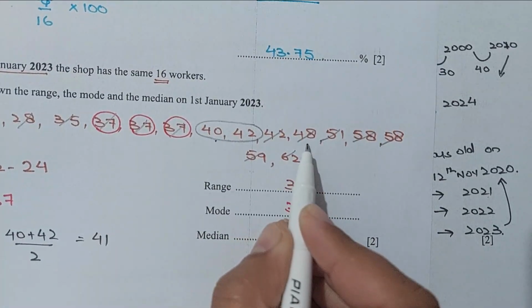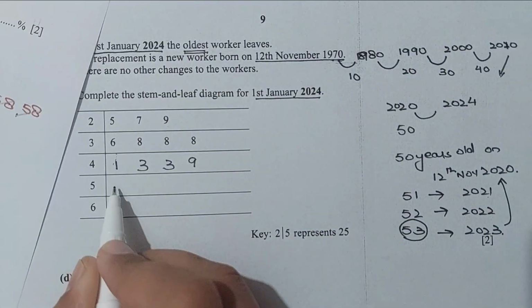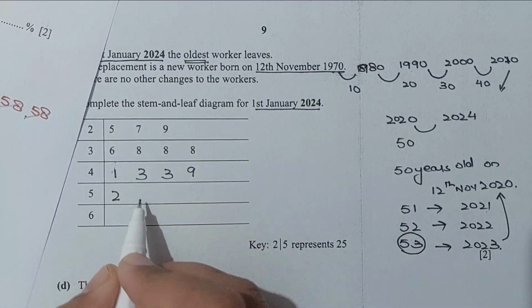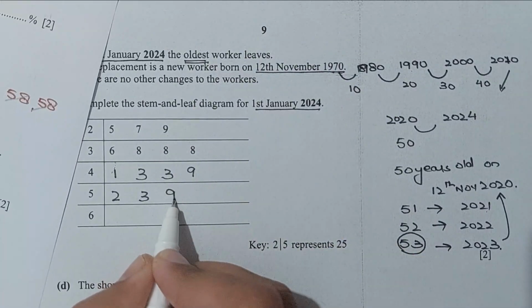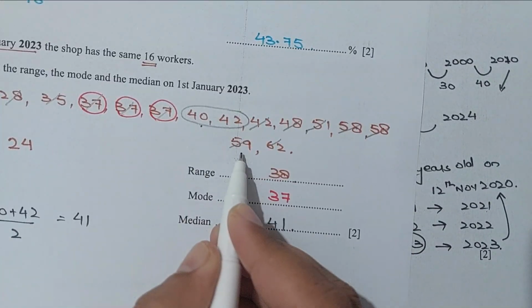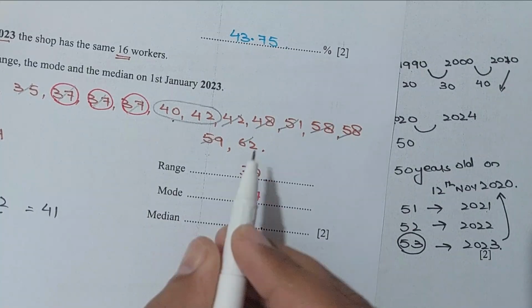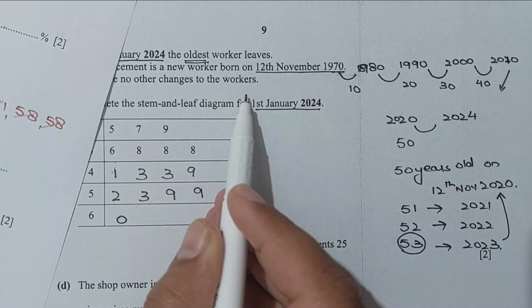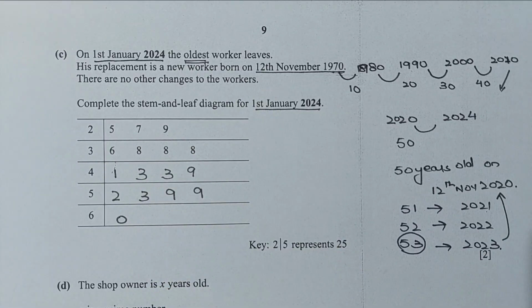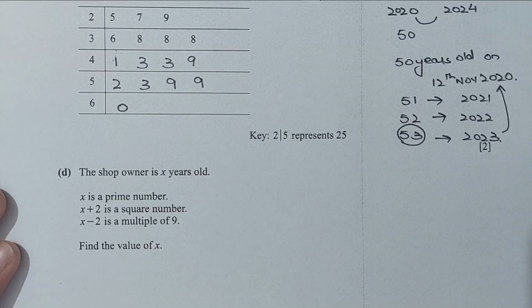Okay, and then 48 changes to 49. 51 changes to 52, and a new worker is added, which is 53. Okay, 58 changes to 59, and 59 changes to 60, and 62 changes to 63, because no, this one leaves, the oldest one leaves, so we are not dealing with the oldest one. So this is a way to complete the stem and leaf diagram. I hope you can understand it now.